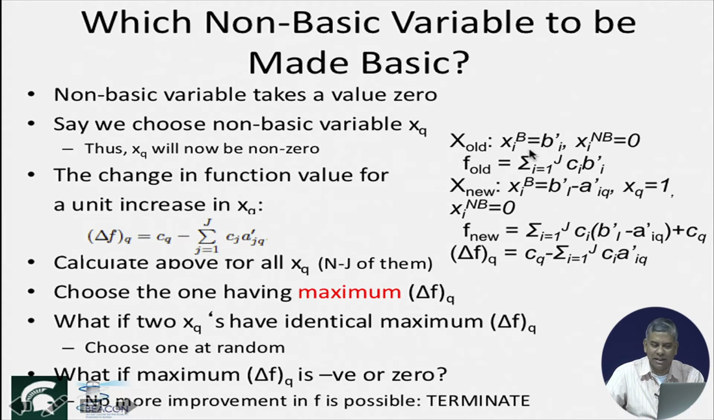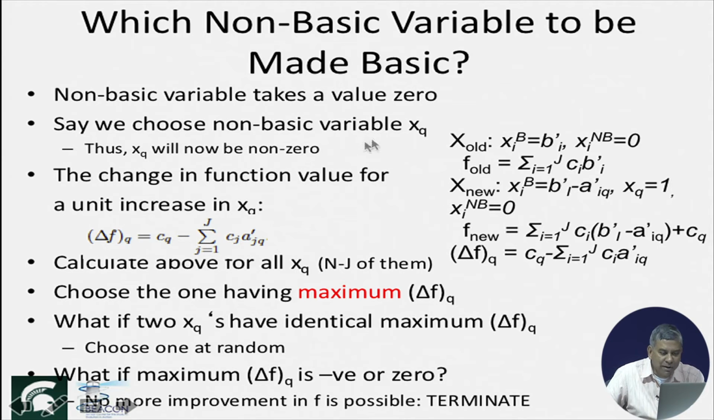We talked about that, right? x1 is b1 dash, x2 is b2 dash, and all non-basic variables are 0. So what is the function value? The function value is the sum of ci xi, c1 x1 plus c2 x2. These are all 0, so we only get ci times bi dash for the basic variables, and there are j of them. So this is my current function value.